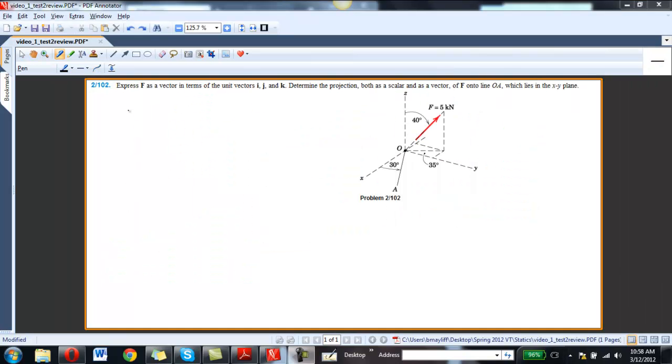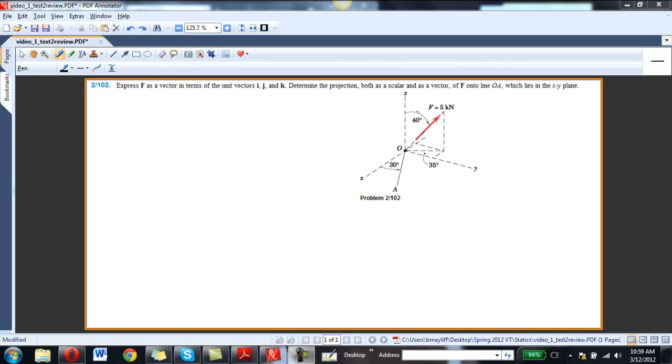Hello everyone, my name is Bruce, and today we're going to be doing another statics problem. This one is from chapter 2, which is force systems, and this is a three-dimensional problem, as you can see. The problem asks, express F as a vector in terms of unit vectors i, j, and k. Determine the projection both as scalar and as a vector of F onto line OA, which lies in the xy plane. So, we need to find F as a vector, so we'll start off by doing that first.